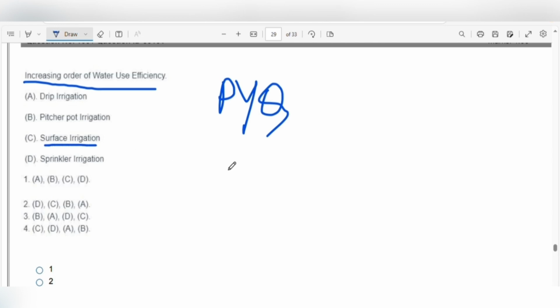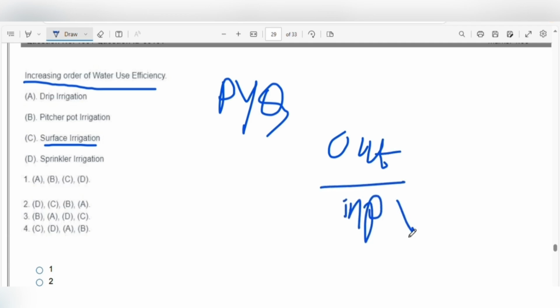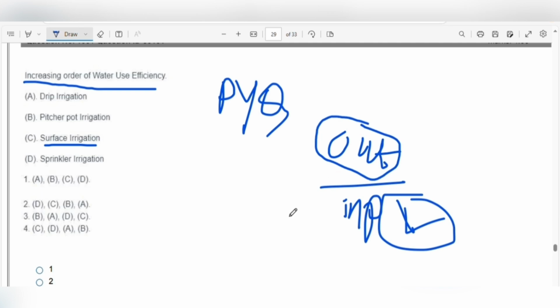Huge amount of water is wasted, and the efficiency is really low, because efficiency, I think, is nothing but output by input. So here the input is really, really large, and a lot of input is wasted due to leaching losses, evaporation, and other seepage losses, and the output is actually really less compared to the input that has been applied. The input is so high, and the high denominator value makes the efficiency the lowest.